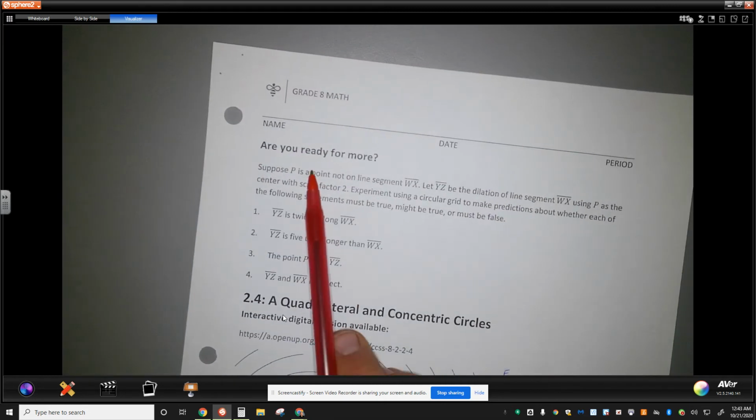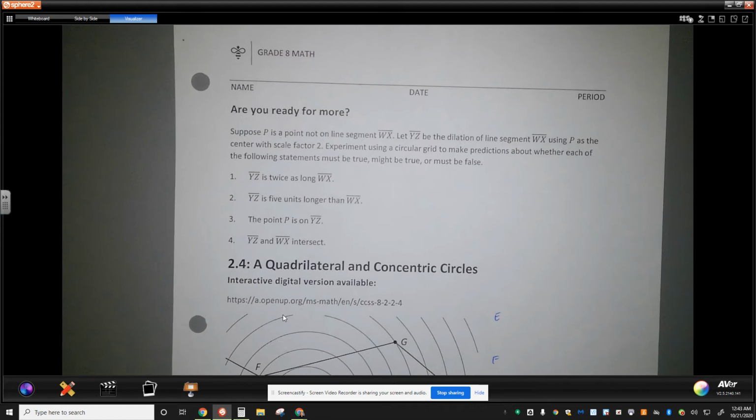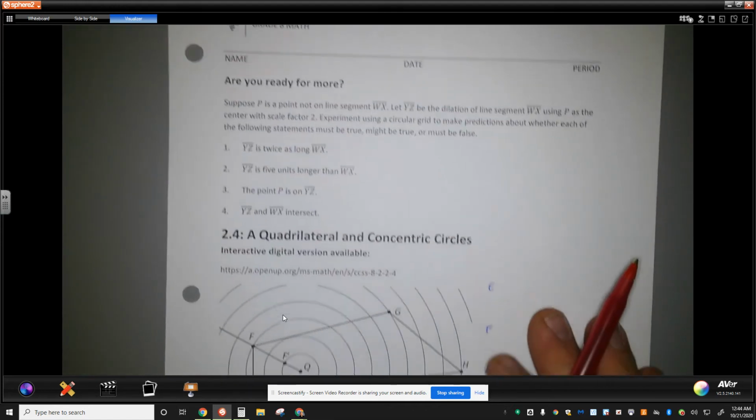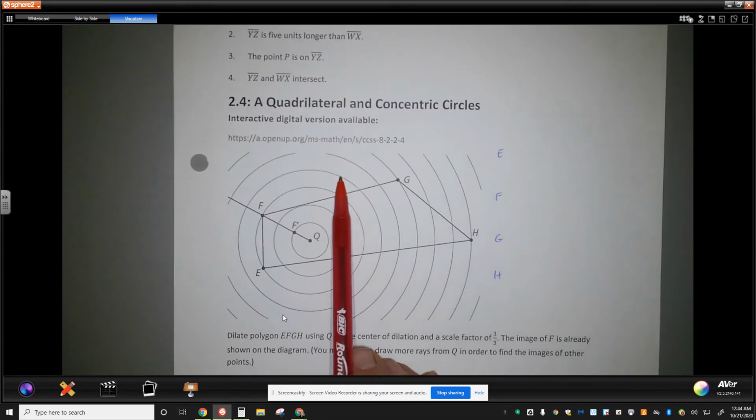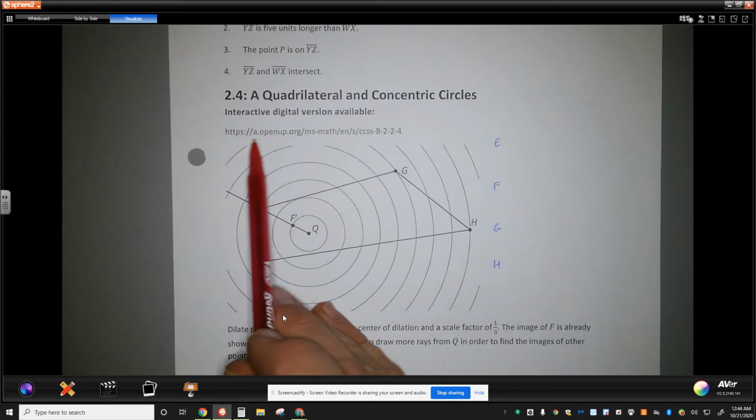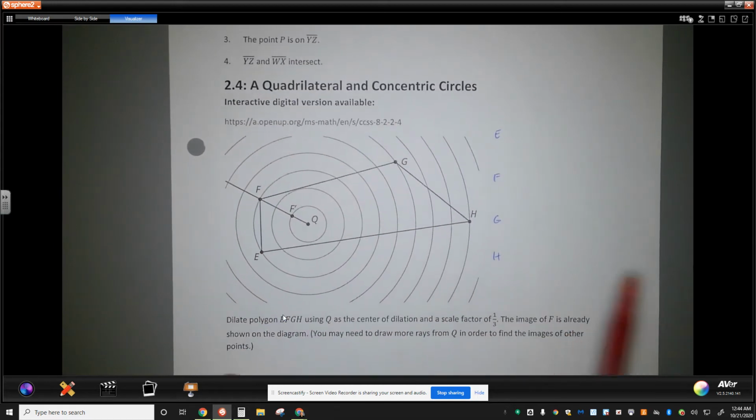Let's look at that in one more example. Feel free to go ahead and try the Are You Ready for More on your own. Email me your results. When we look at quadrilateral and concentric circles, this one you can go ahead and do the digital interactive version at this website if you choose, or you can go ahead and follow along with me right here.